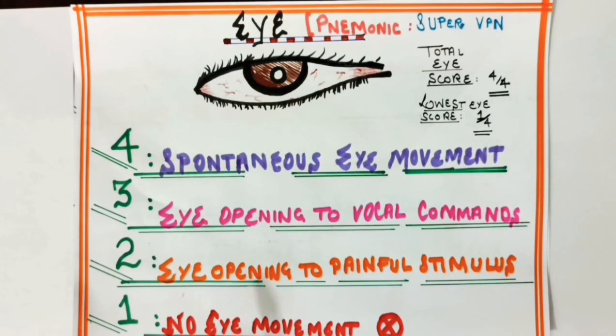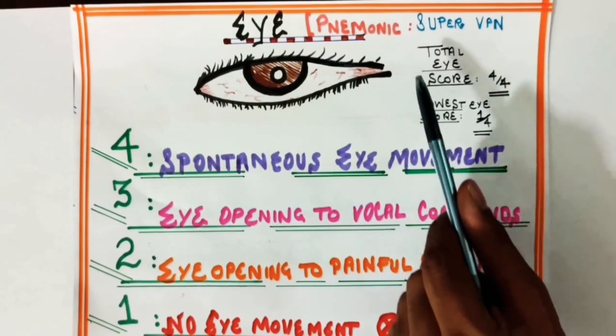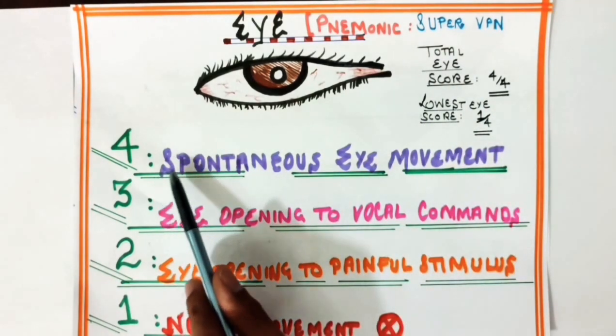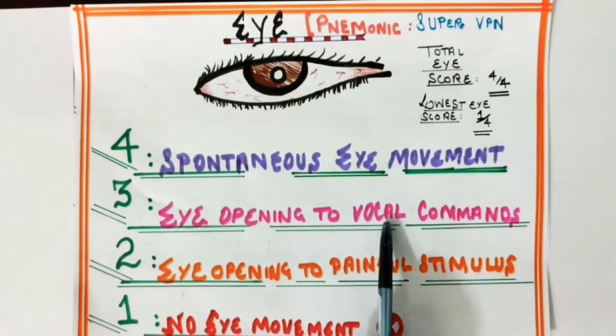The last score for the eye is 1. A 1 by 4 score is given in the eye sector when the patient does not open his eyes at his own will, does not open his eyes to the vocal commands of the doctor, and does not open his eyes to painful stimulus. So how does the mnemonic of SUPER VPN fit into all of this? S for super, then V for vocal commands, P for painful stimulus, and N for no eye movements.